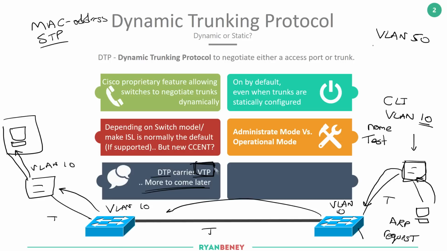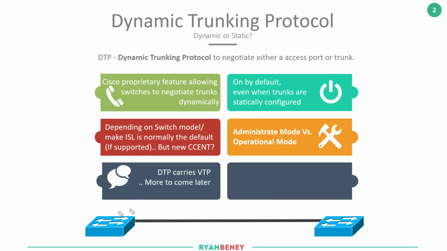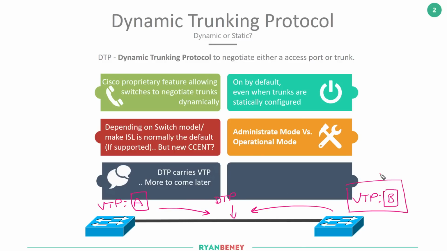So as I said, VTP is something we'll get onto a bit later, but we need to be aware that it is carried inside DTP messages. And the reason that's important is because if we have a VTP domain over here, and let's say we called that domain A, and we have a VTP domain over here called B, and we plug these two switches together, when those DTP frames are sent out, if the VTP domain is not the same, then DTP will fail and not form a trunk.